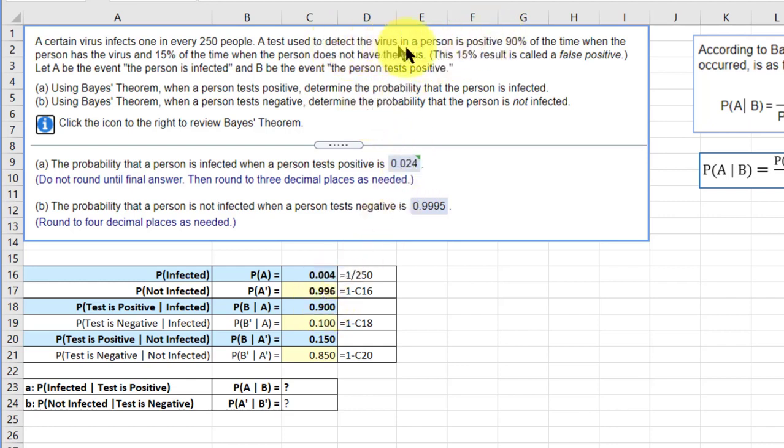The test to detect the virus is positive 90% of the time when the person has the virus and 15% when not having the virus. And that's where I get this. So with this information, we need to answer the question, what is the probability of being infected when the test is positive? Probability of A given event B has happened. And the probability of not being infected when the test is negative. Probability of A prime given B prime.